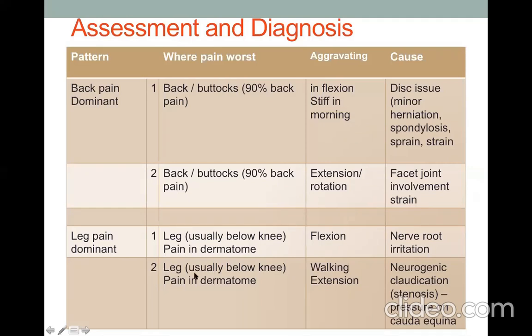Then there is leg pain, usually below the knee, but in extension. That could be a pressure on the cauda equina, or stenosis. So keep it simple. A patient coming to you with pain in the back as well as the glutes will have these causes based on their pain aggravation in flexion as well as extension. Then there could be leg pain dominant in flexion and extension, which could be because of stenosis and claudication.